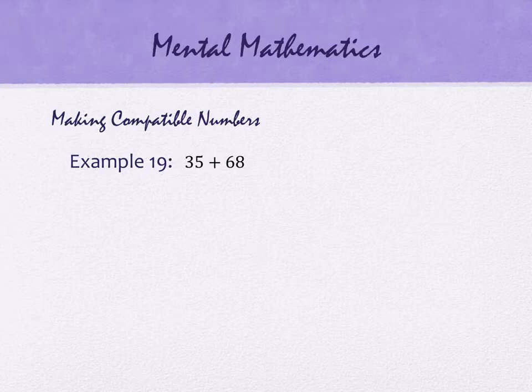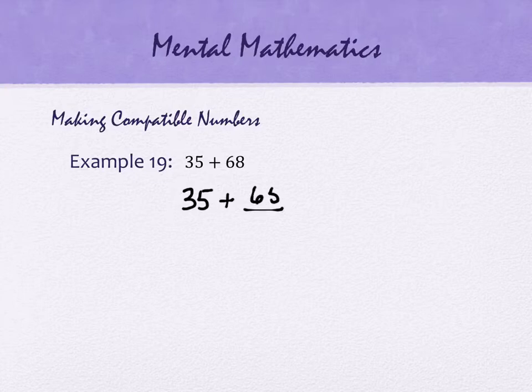So what we're moving into on this one is these numbers are not compatible. There's only 2 of them. But we would like to change one of them to make them compatible. So in particular, if I had the number 35, what number would make a nice compatible number to add to 35 that's close to the 68? 65 is what we're probably going for here.